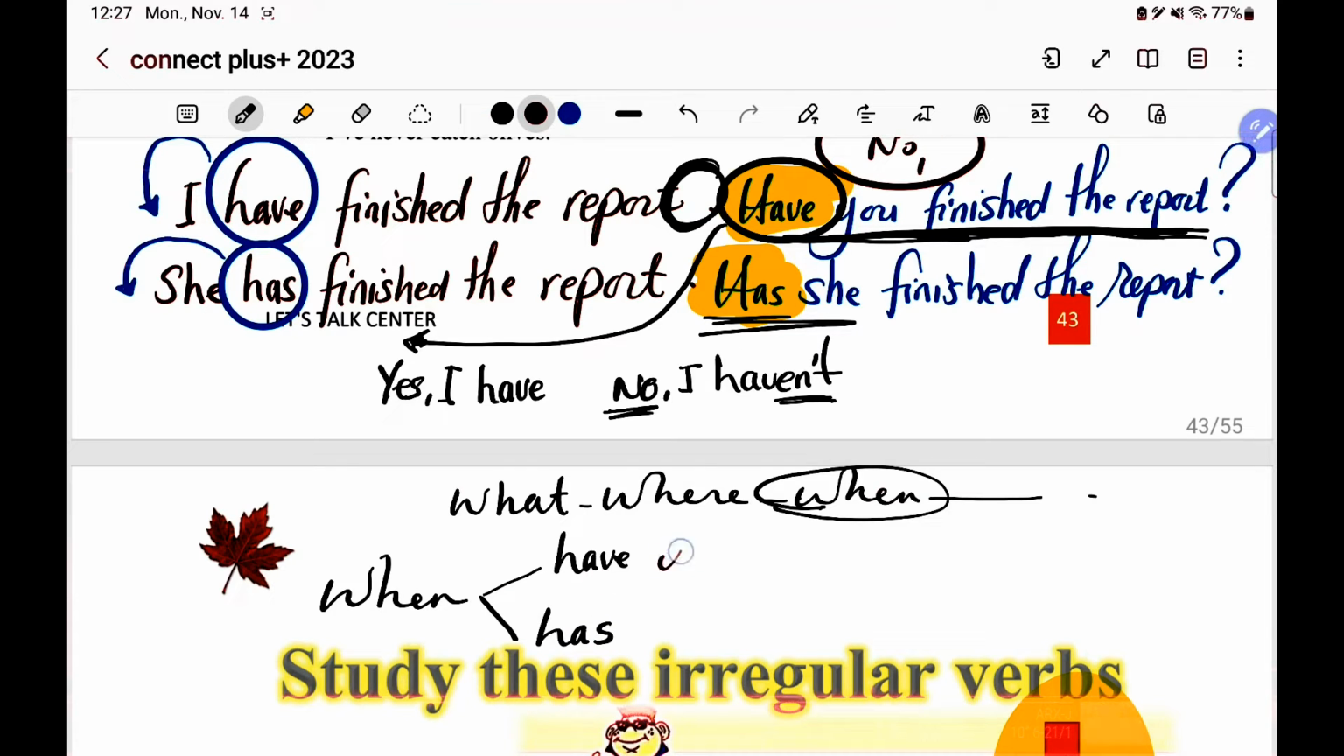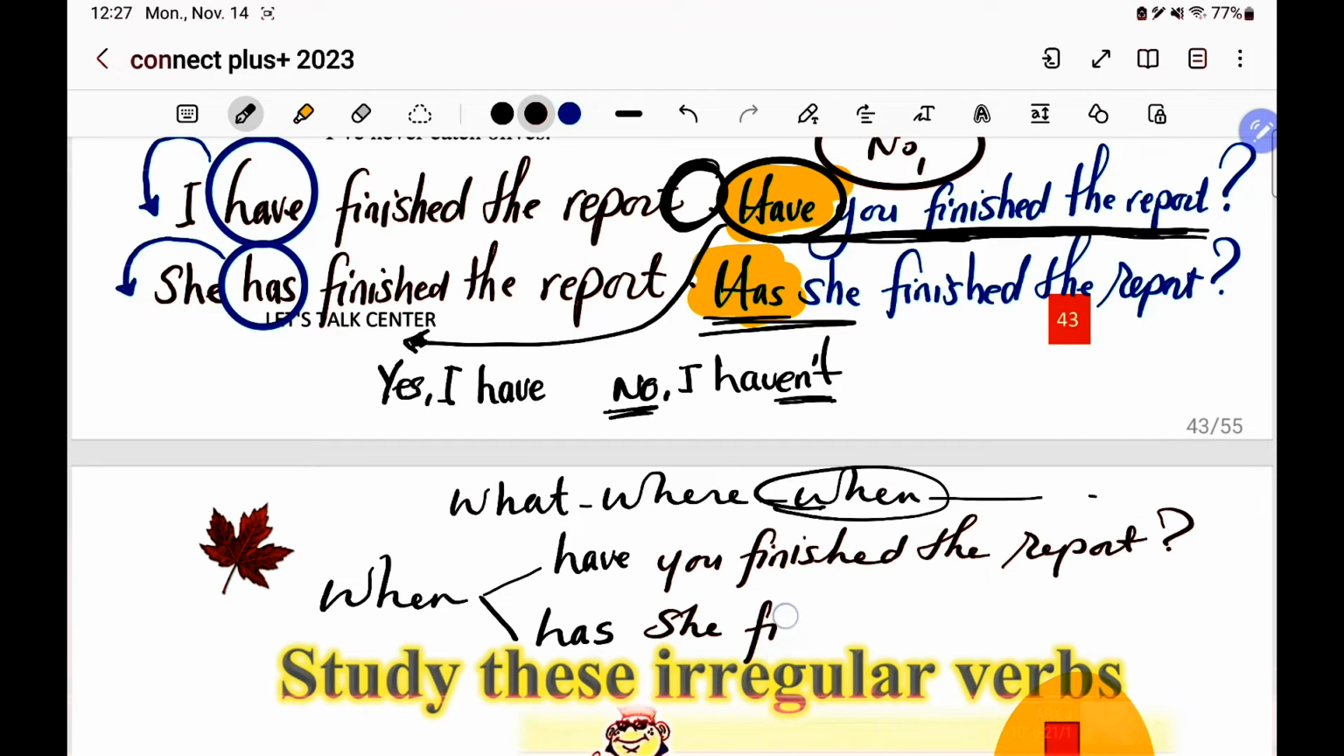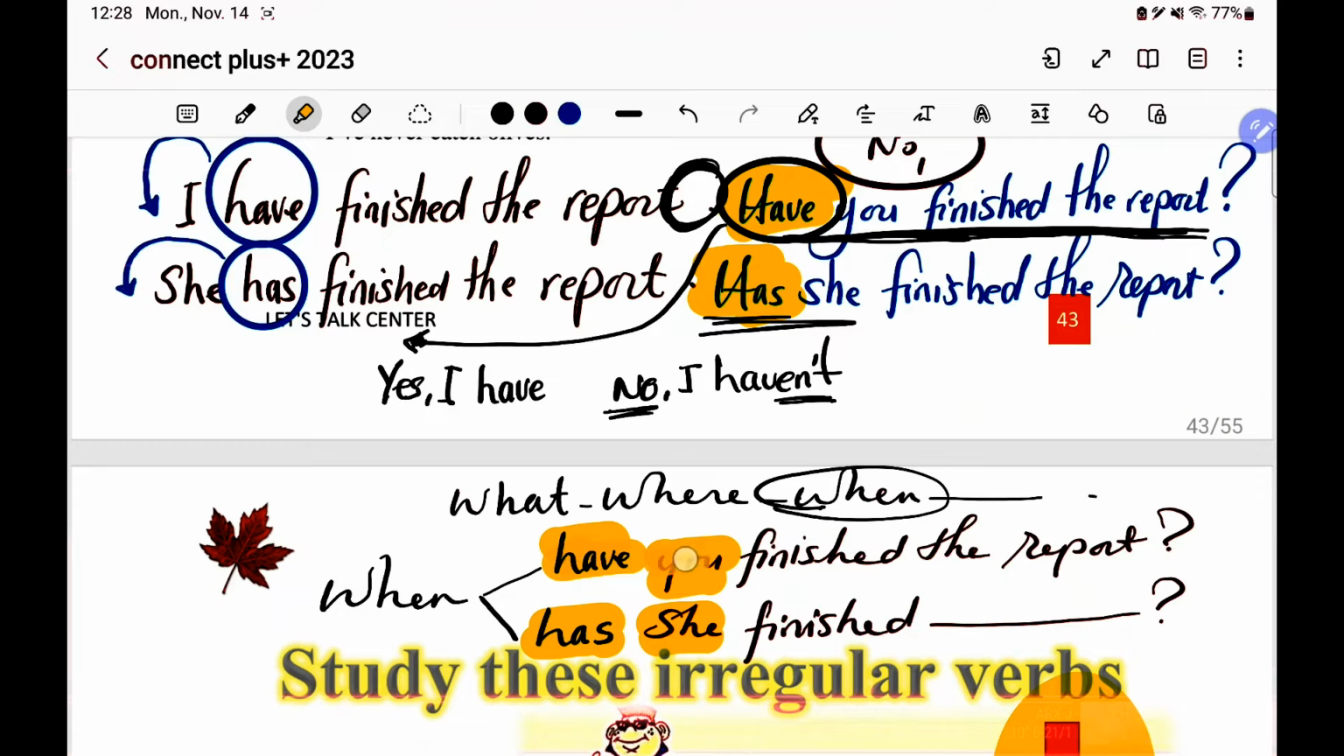So when have you... التصريف التالت بيفضل زي ما هو، ما بغيرش فيه حاجة. When have you finished the report? When has she finished the report? ما تنساش أنا بختار helping verb have or has على حسب الفاعل اللي عندي. Okay, so when have you: أنا حطيت هنا have علشان الفاعل اللي عندي هنا you، واخترت هنا has علشان الفاعل اللي عندي هنا she. Alright, are we clear up to this point?